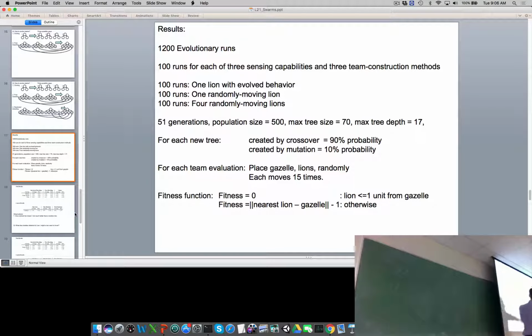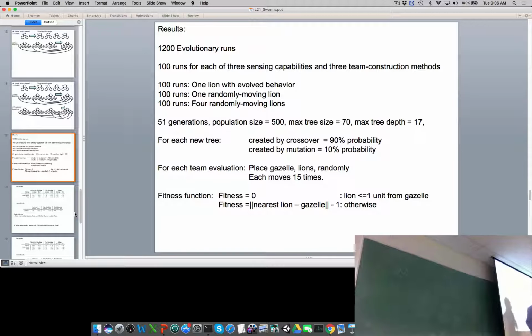They used quite a bit of crossover, just a little bit of mutation. Every time they took an individual tree and were about to evaluate its fitness, they placed the gazelle and the lions randomly, and both the gazelle and the lion were allowed to move 15 times. After those 15 movements, they computed the fitness of the lion team. Remember, we're not assessing the fitness of any individual lion. It's how the team did as a whole.